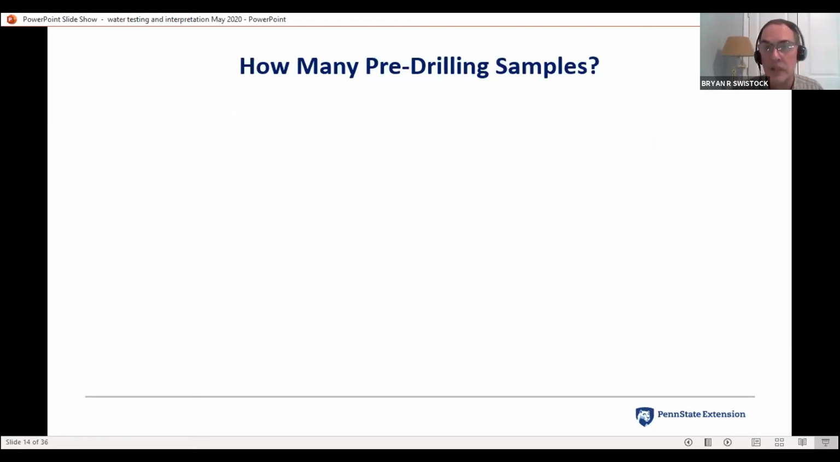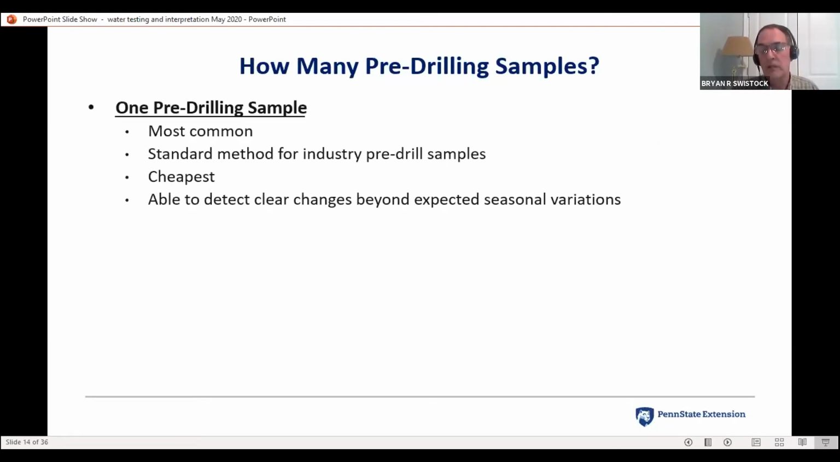Then the question becomes how many pre-drill samples? In a lot of regulatory environments, there's the requirement for one pre-drill sample. This is the most common scenario where you're going to do one sample prior to drilling. That's going to document the pre-existing conditions. It's the standard method. It's going to be the cheapest because it's one sample, and we're going to be able to generally use that to detect large changes in water quality that might be beyond variability that you might expect seasonally or naturally in a water supply.